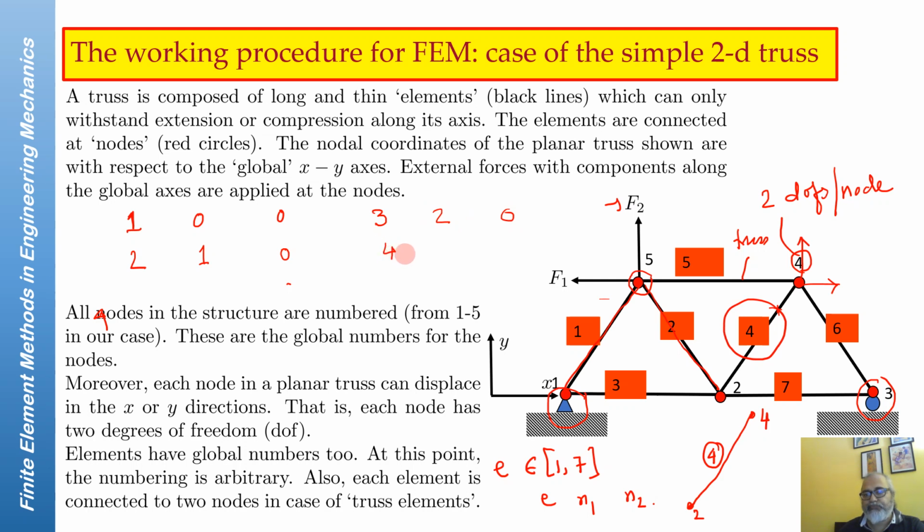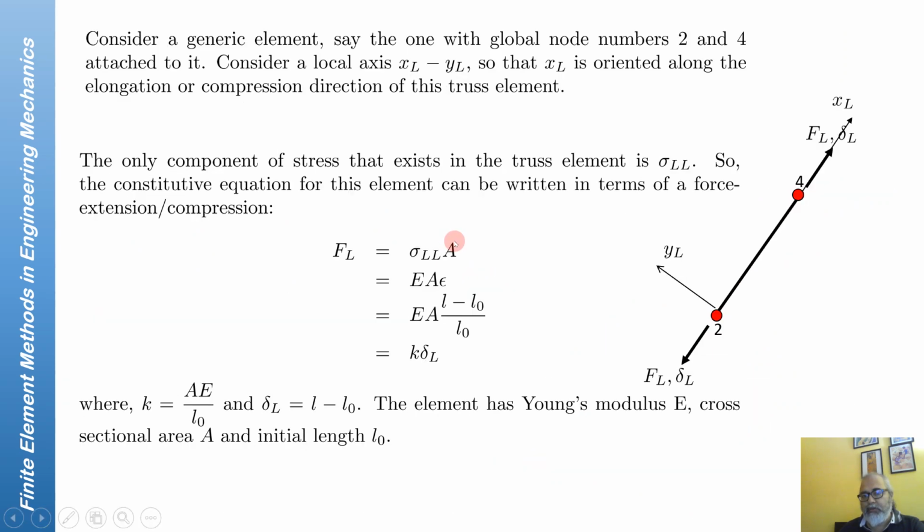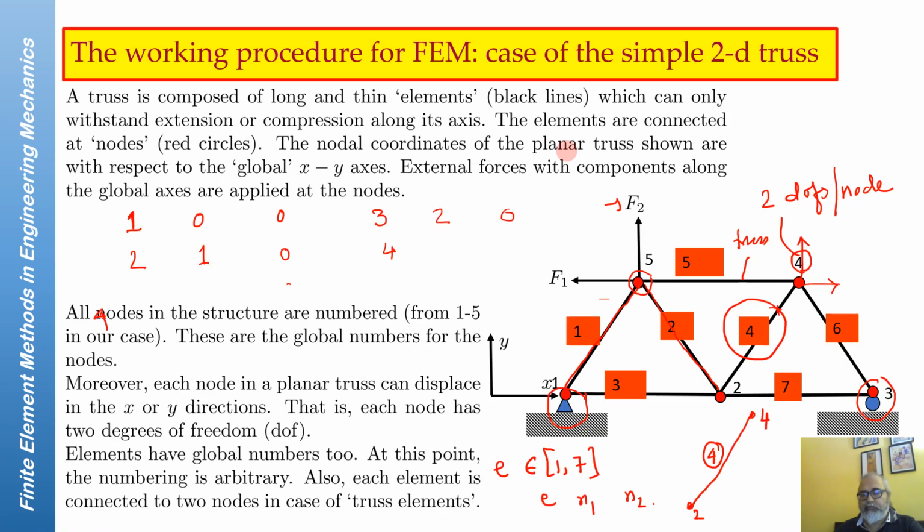Node 4 has again, x is 1.5, and y is maybe 1, and so on and so forth. So these are nodal coordinates. So this goes by number of nodes in the whole mesh, and for each node you have to specify the nodal coordinates. Now once the nodal coordinates are given, you give the connectivity table.